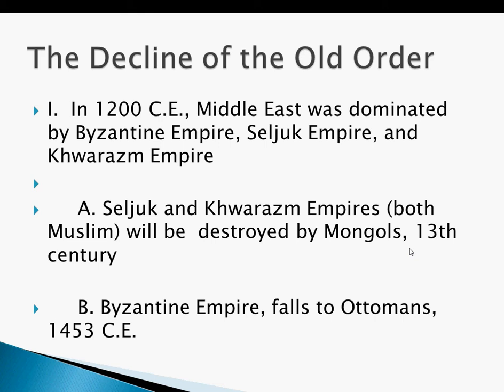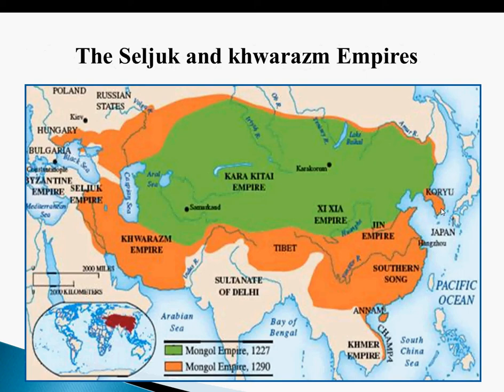The Byzantine Empire, which stood for about 1,000 years, is going to fall to the Ottoman Turks in 1453, which is an important date because there's going to be a shift of power in the Middle East and Mediterranean. Here shows the Seljuk and the Khwarezm empires, and you can see the green being the Muslim empire. But those empires are going to be destroyed, taken over by the Mongols.